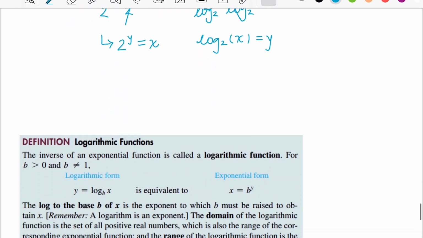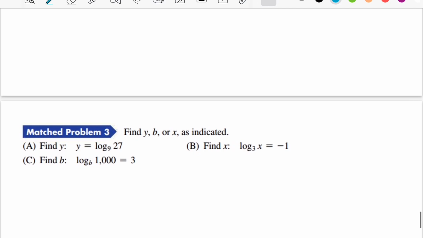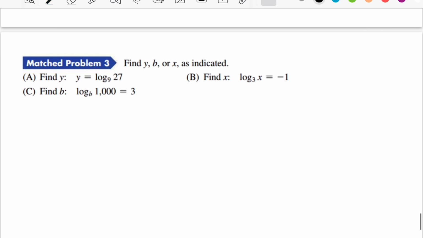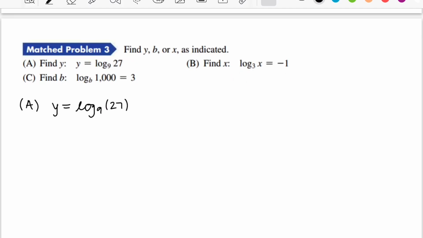So we can use this fact, the fact that an inverse of an exponential function is a log function, to find the following. We'll look at a few examples here. First, looking at A, we have y is equal to log base 9 of 27. So what we want to do is find y. We'll take base 9 on both sides, since these are going to be inverses, and we get 9 to the power y is equal to 27.